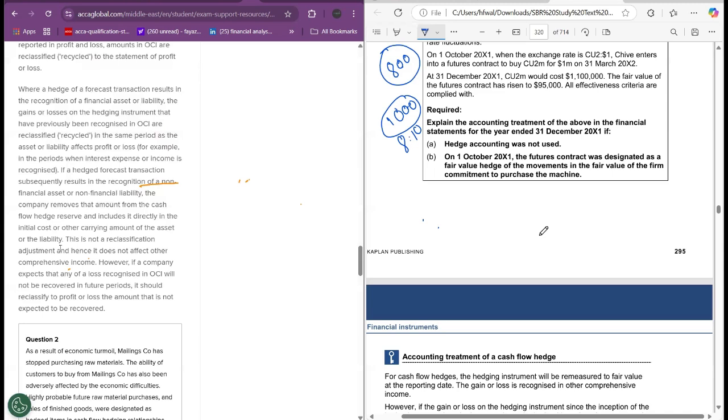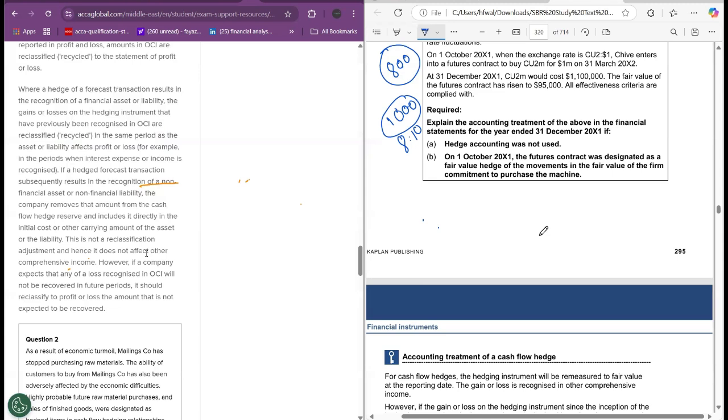So the company removes that amount from the cash flow hedge reserve and includes it directly in the initial cost or the carrying amount of the asset or liability. If a hedged forecast transaction subsequently results in recognition of a non-financial item, yeah. So in a cash flow hedge, whatever gains and losses you have recognized in the cash flow hedge reserve, just like a revaluation surplus, which has all the revaluation gains and losses for our revaluation model assets. Similarly, we create a cash flow hedge reserve where we take all our OCI gains and losses, which comes under the equity section of the balance sheet.